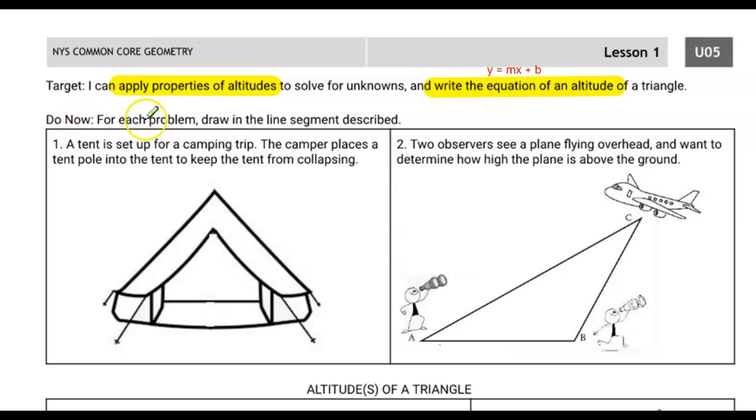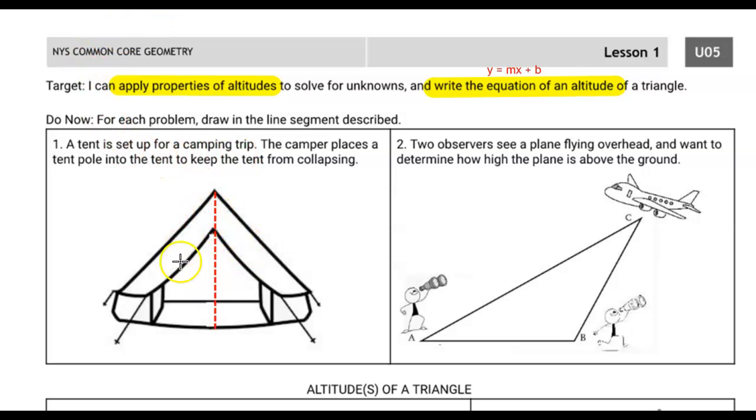For the do now, it asks us for each problem to draw in the line segment that's described. For this question, it says that a tent is set up for a camping trip, and the camper places a tent pole into the tent to keep the tent from collapsing. I'll leave it to you to figure out where that is. And then two observers see a plane flying overhead, and they want to determine how high that plane is above the ground. All right, pause the video, try this one out, and then see if you got it right.